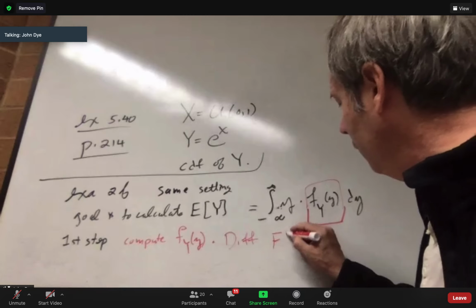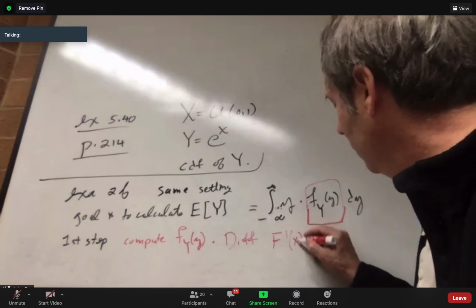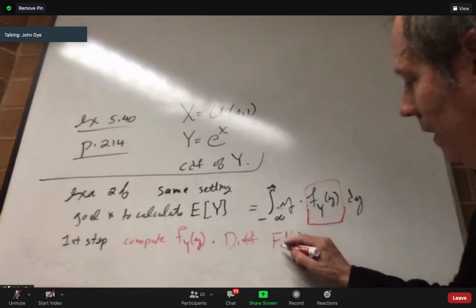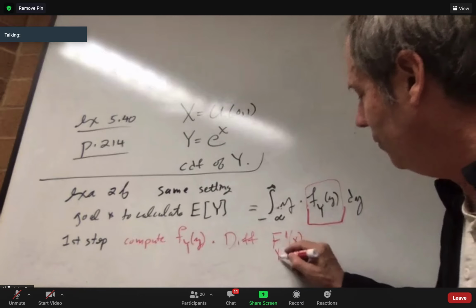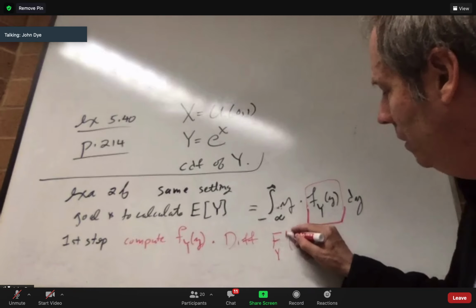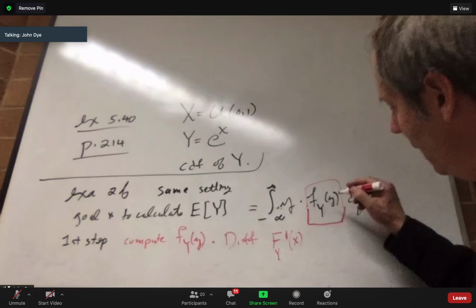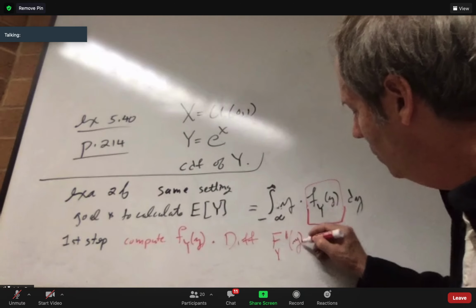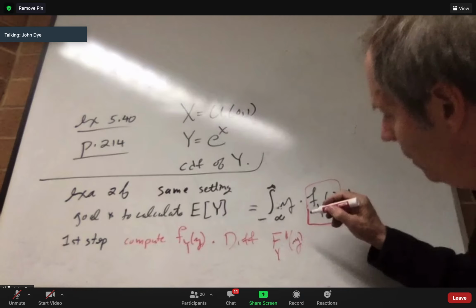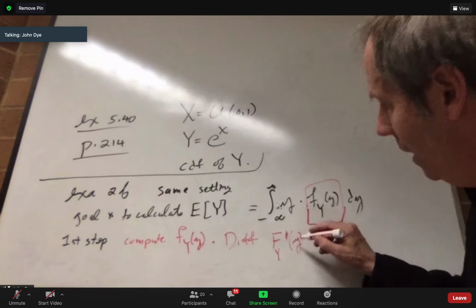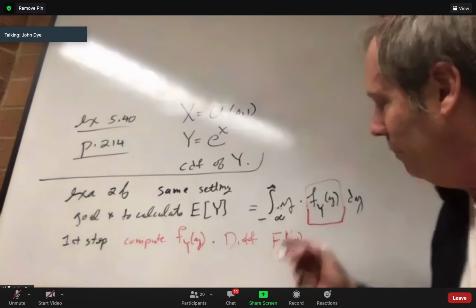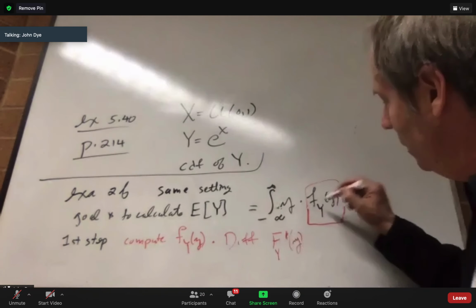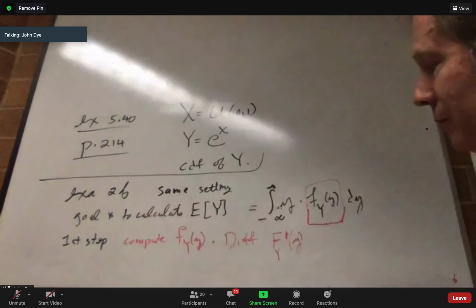He's going to differentiate this. The CDF for f. If he differentiates that, he gets this. I guess I should put a y here. Okay, so he's going to compute the CDF. He does it, and then that's what he will use to finish off the problem.